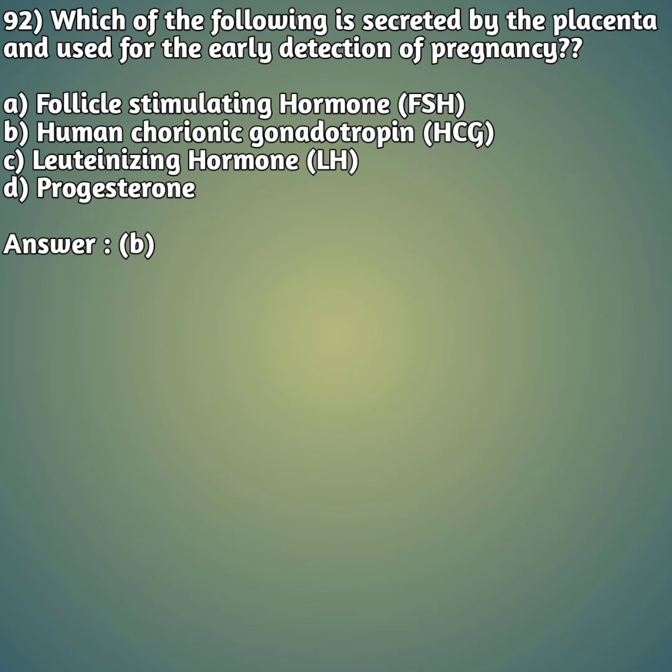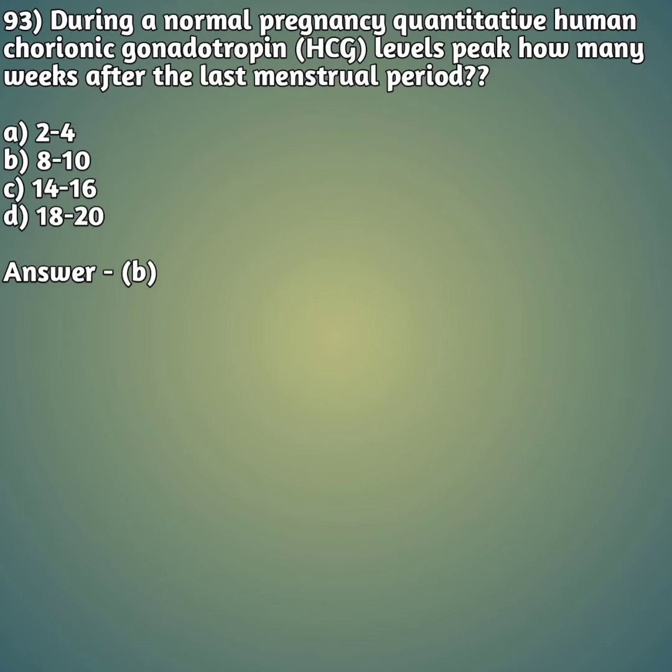Which of the following is secreted by the placenta and used for the early detection of pregnancy? Option A, follicle stimulating hormone, that is FSH. Option B, human chorionic gonadotropin, that is HCG. Option C, luteinizing hormone, that is LH. And option D, progesterone. For early detection of pregnancy, we will use the HCG only. Yes, option B, human chorionic gonadotropin hormone. Next, moving to our next question.